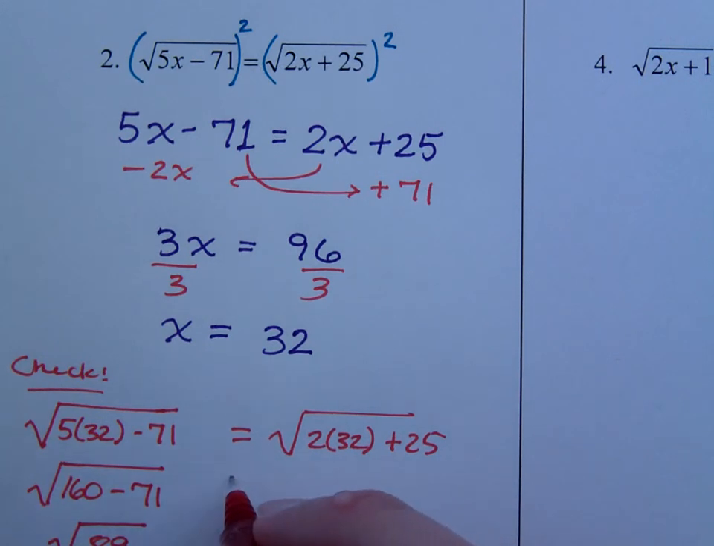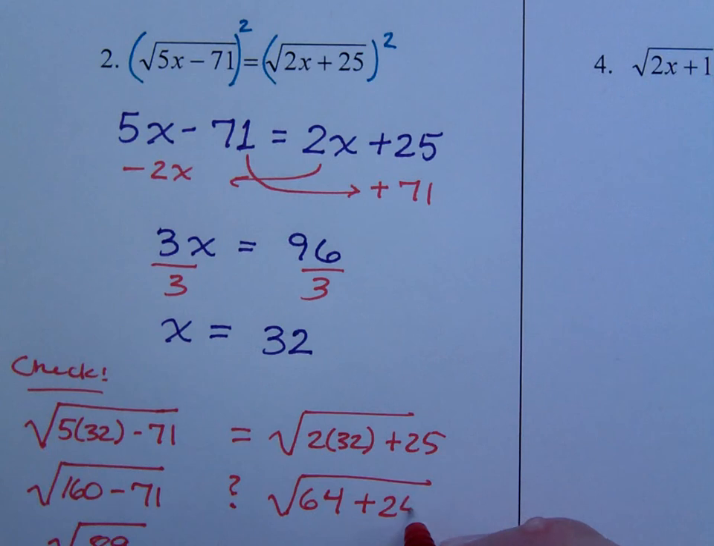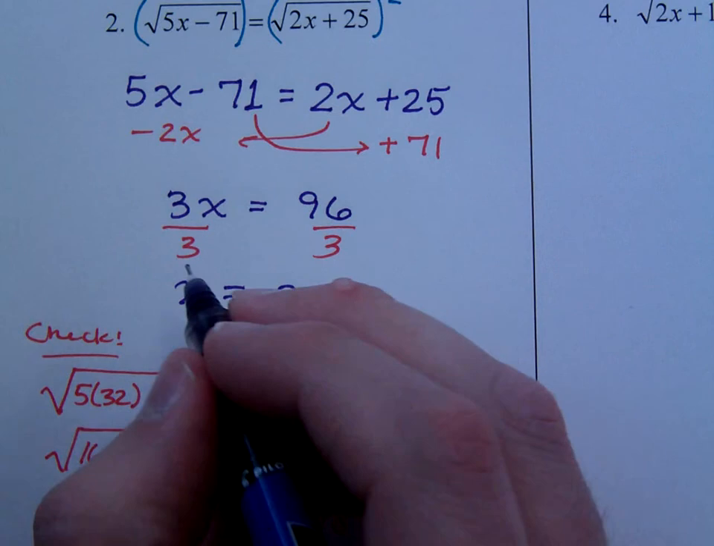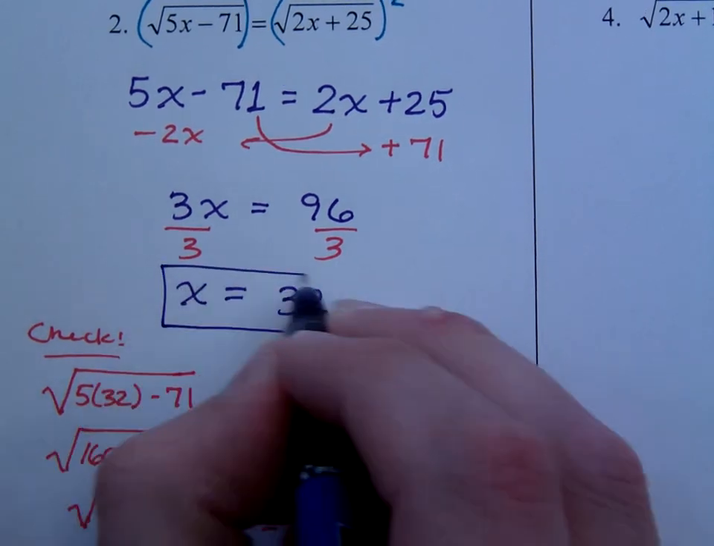On the other square root, we get 64 plus 25 inside the square root, and that equals 89. So we see that they both work out. They both end up being the same thing. So x equals 32 is the solution.